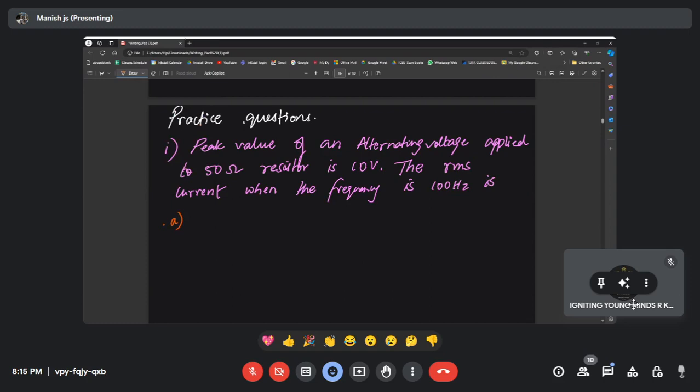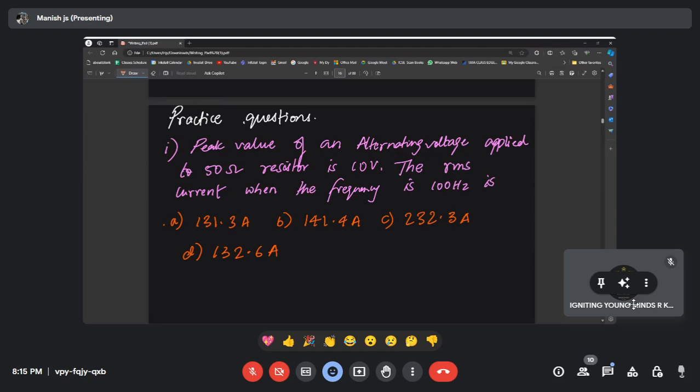Option A, it is 131.3 amperes. Option B, 141.4 amperes. Option C, 232.3 amperes. And option D, 132.6 amperes. Okay, these are the options.